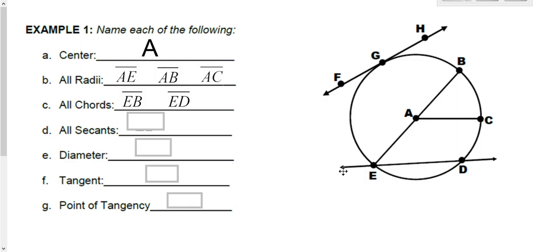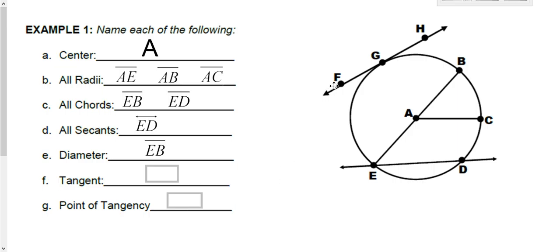Secant is a line that touches the circle at 2 points. So this whole line here, we put the line symbol above it with the arrows on the end. Line ED. A diameter is a chord that goes through the center all the way across there. So that diameter is EB. Remember, the diameter is 2 times the radius.